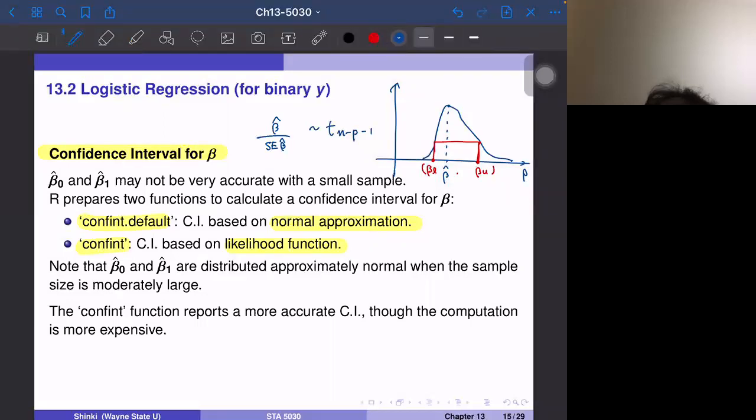So we want to use this likelihood function. This is the likelihood of beta, and we use the likelihood function to estimate the interval. It may not be symmetric around beta hat. If we fully consider the likelihood function, then the confidence interval may be more accurate.